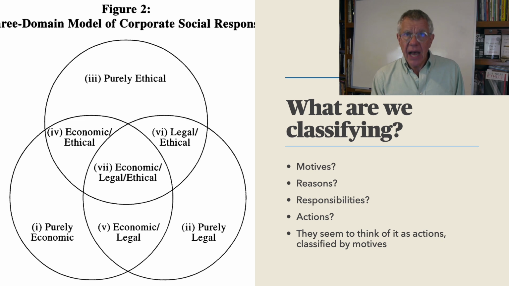So we've got to decide here, what are we really talking about? Are we talking about motives? Are we talking about responsibilities? Are we talking about results and whether I do actually make a profit or comply with the law or comply with ethical requirements? What are these circles really representing?